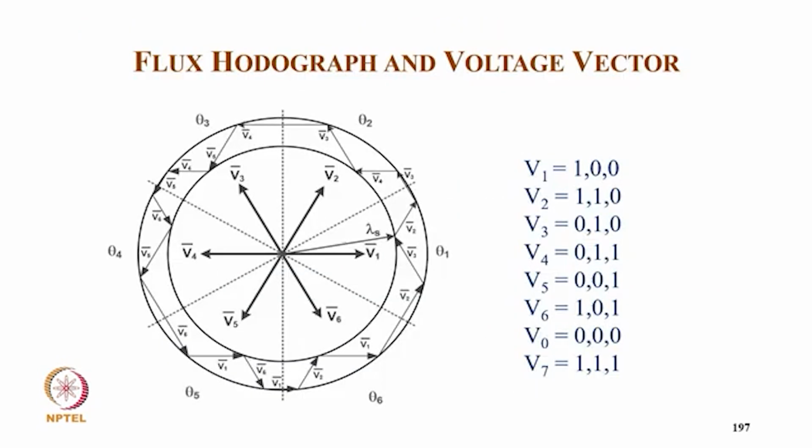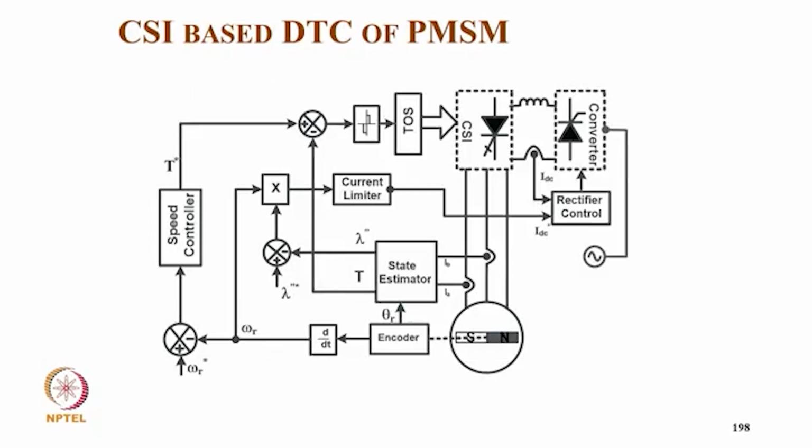And this is typically how the flux hodograph and voltage vectors look. There are 6 active vectors, and V7 and V0 are the zero vectors. V0 means the lower 3 switches are on, and V7 means the upper 3 switches are on, and the remaining are of course the 6 possible combinations of switching of the 3 legs of the inverter.